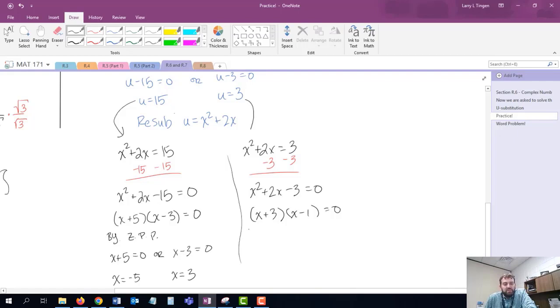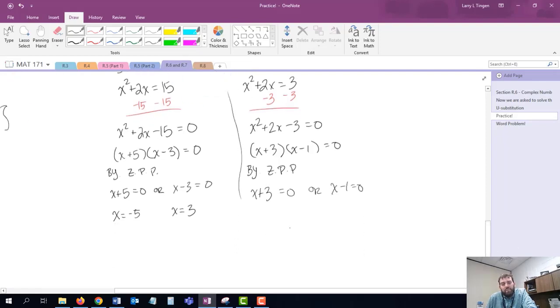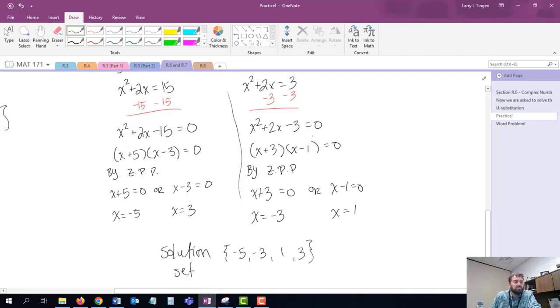Two things multiply to give me 0. By that zero product principle, I know that x plus 3 is 0, or x minus 1 is 0, meaning x is negative 3, x is 1. All of these do check. So I'm now looking at a solution set that contains, and I will take a moment just to put these in order, negative 5, negative 3, 1, and 3. And there you have it.